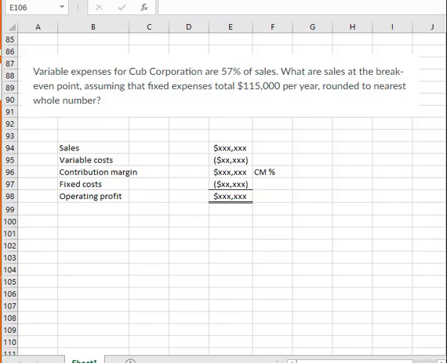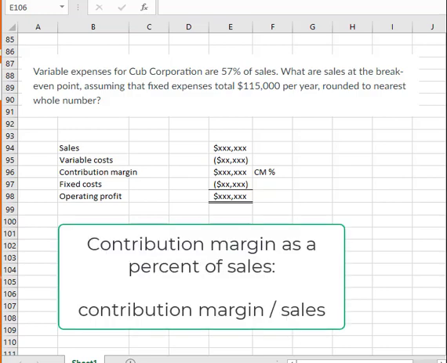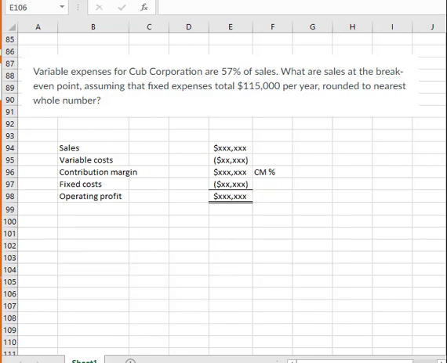So the contribution margin is sales minus variable cost. It can also be expressed as a percent of sales, and you get that by dividing the contribution margin by the sales. If you know the contribution margin percent, let's just guess here and say that it's 60, you can solve for what the variable cost percent is.